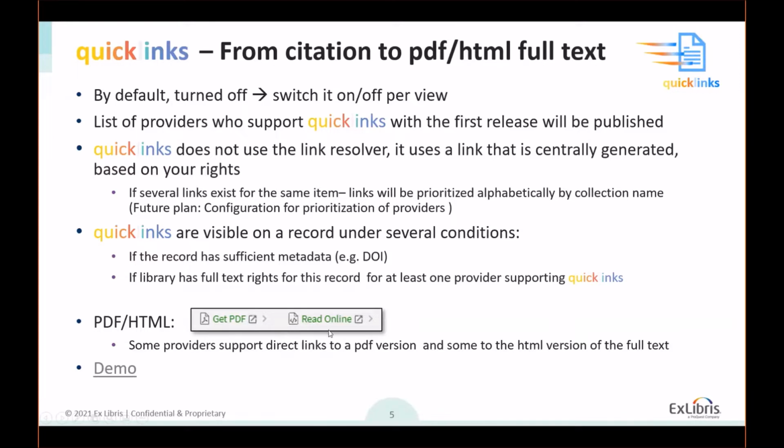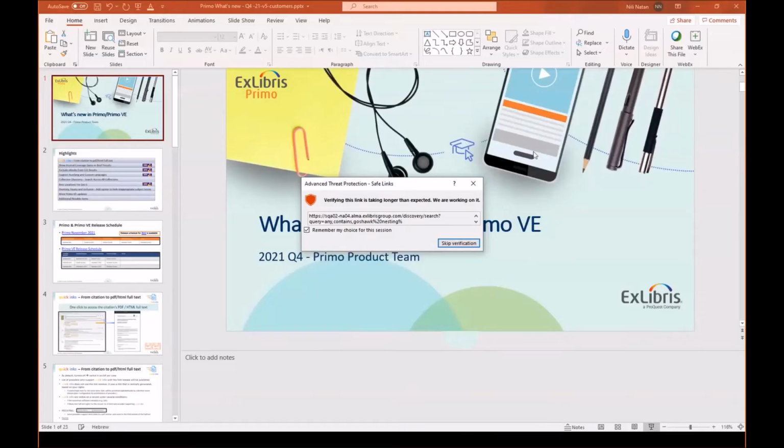Also, as I said, we are sharing two kinds of format, PDF and HTML. For the HTML, based on the feedback from our early adopters that we worked with, we will call it Read Online instead of HTML. And for the PDF, we'll call it Get PDF. And of course, you can choose to change the label. As always, we are giving you the flexibility for that.